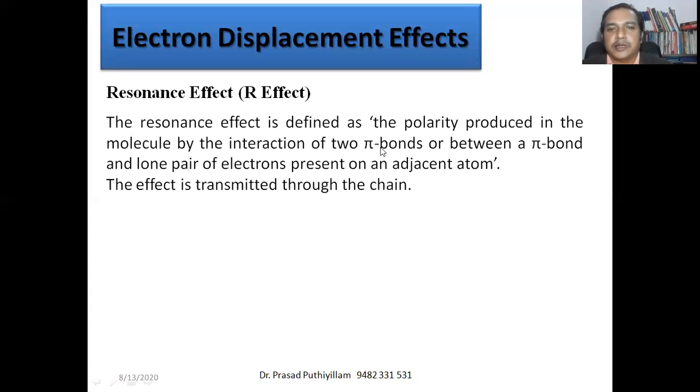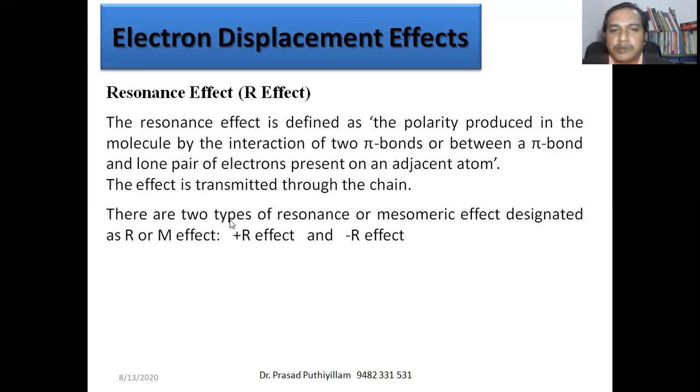Pi bond means a weak bond between two unpaired p orbitals, meaning two electrons are there. In the same way, a lone pair of electrons means again two electrons are there. Therefore this effect is possible with molecules having a pi bond or a lone pair of electrons on an adjacent atom, that means a conjugated state. There are two types of resonance or mesomeric effect, designated as plus R effect and minus R effect.